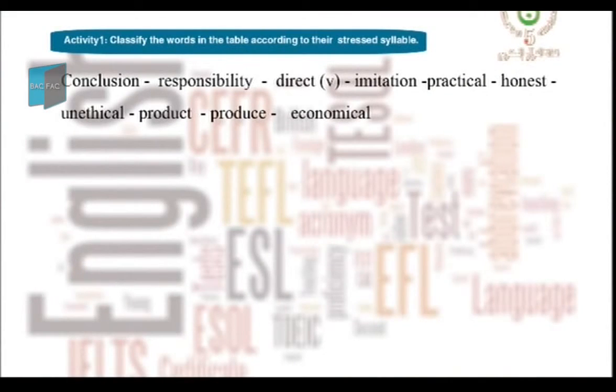All right, is it clear? Let's move to the activity now, to the practice. Mr. Dehmas is going to read a series of words, classify them in the table according to their stressed syllable, whether it is the first, second, third, or fourth syllable. Listen carefully. Conclusion, responsibility, direct, imitation, practical, honest, unethical, product, produce, economical.